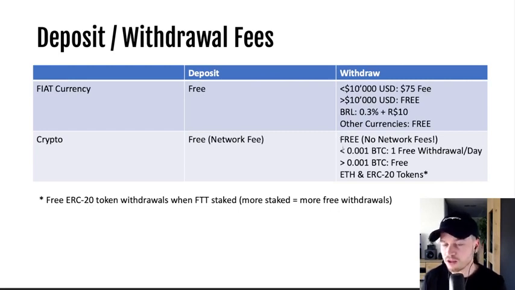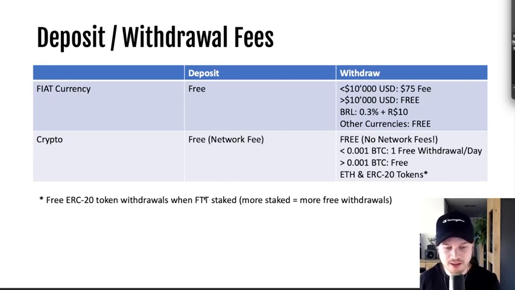However, if you want to withdraw less than 0.001 Bitcoin, then it will cost you something if you want to do more than one of these withdrawals per day. So you get one free withdrawal with less than 0.001 Bitcoin, but after that, it's going to cost you a fee. If you withdraw anything over 0.001 Bitcoin, it's going to be free anyways. And if you want to withdraw Ethereum or ERC20 tokens, it's also going to cost you a fee. However, with ERC20 tokens, you do get free withdrawals if you have some FTT staked on the platform, and the more FTT you have staked, the more free withdrawals you will get per day.